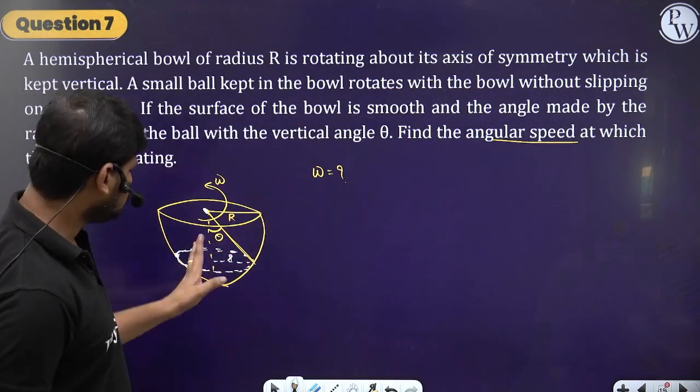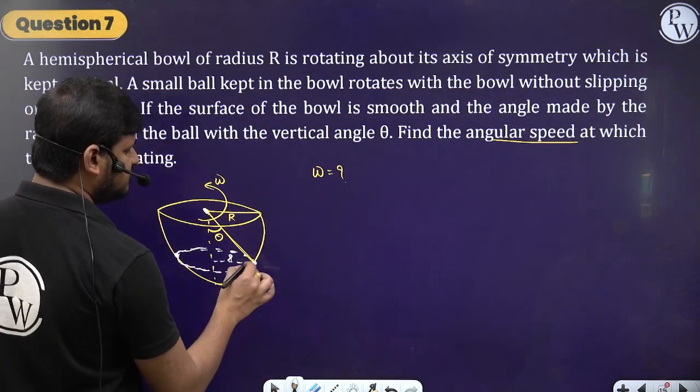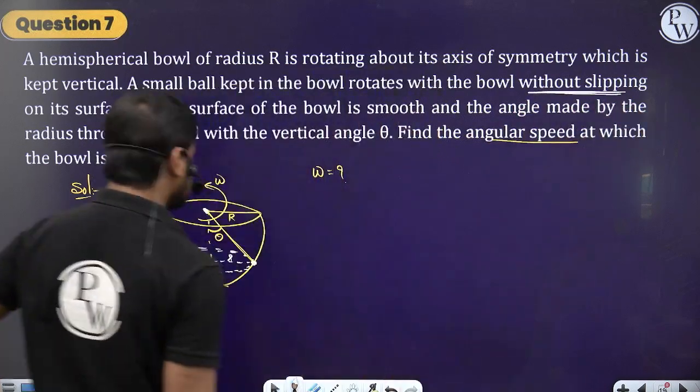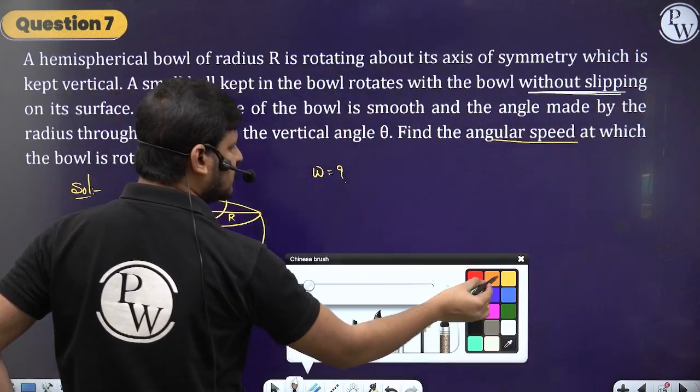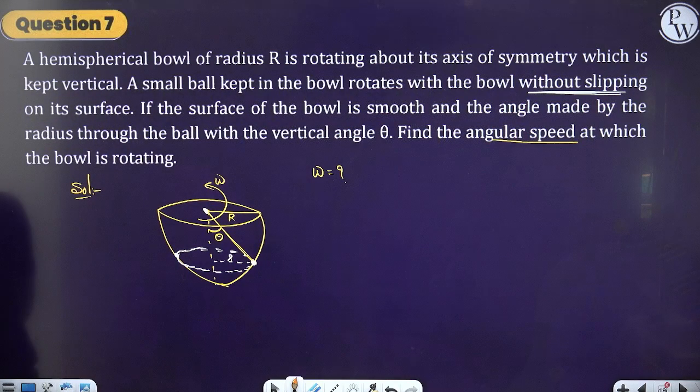Omega. Now understand the concepts, guys. What they said here is that this ball is without slipping. Then what are the forces acting on it? Tell me. Just draw the diagram on your own. What are the forces that are going to act on the ball in the bowl?